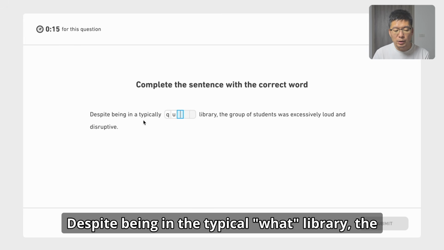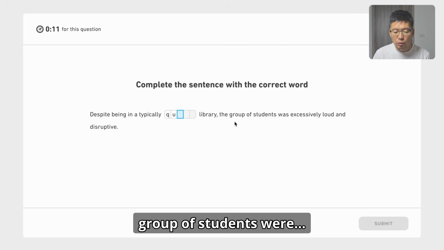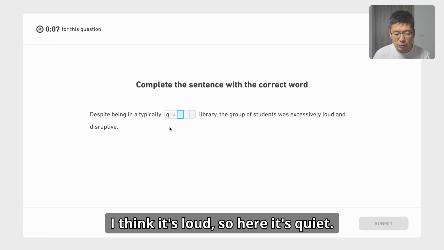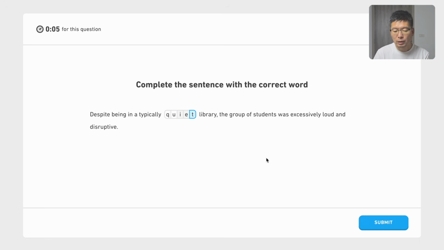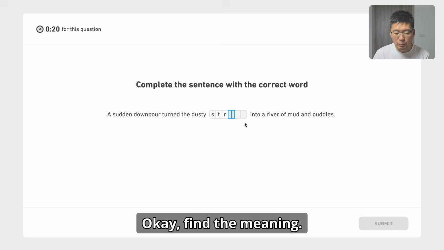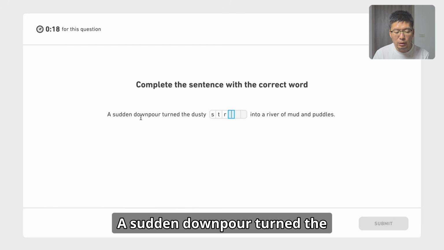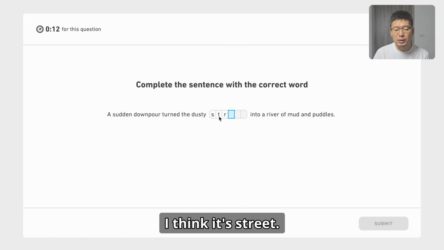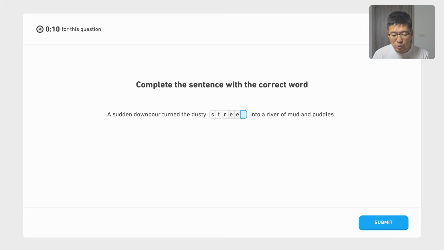Despite being in the typical what library, the group of students were, I think it's loud, so here it's quiet. Okay, find the meaning. A sudden downpour turned the dust what into a river of mud. I think it's a street.